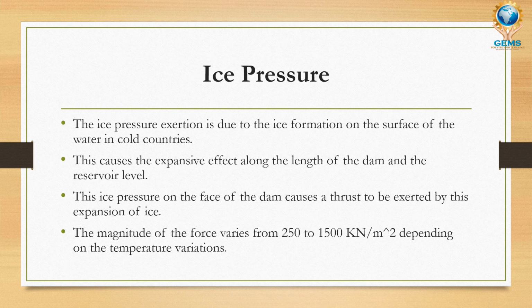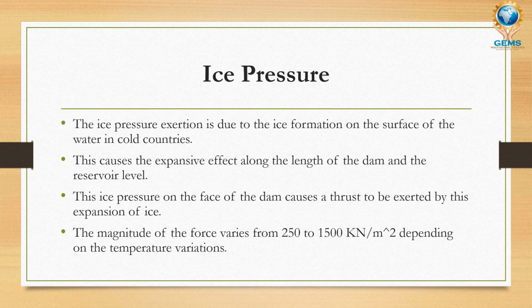This ice generally exerts an expansive pressure on the water below the ice formation, and this pressure further exerts an overall pressure on the upstream face of the dam. This is called the expansive effect along the dam. This ice pressure on the face of the dam causes a thrust to be exerted on the dam, which induces an additional pressure on top of the water pressure. This is called ice pressure.